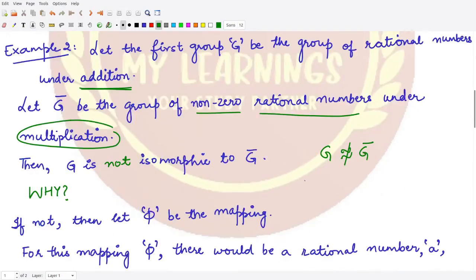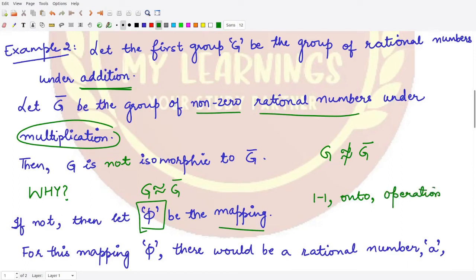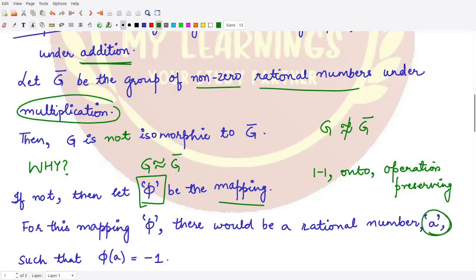Suppose they are isomorphic to each other. So we say G is isomorphic to G bar. In that case, we would surely have some mapping, let's call that mapping phi, which provides us with an isomorphism. So that means this mapping would surely be 1-1, this would be onto, and this would also be operation preserving, right? If that is so, for this mapping there would exist some rational number a such that phi of a is equal to minus 1, because minus 1 is also a rational number. There is no issue in this one.